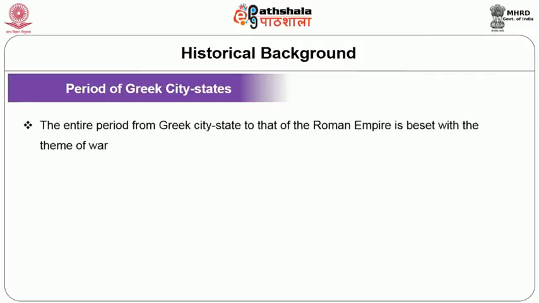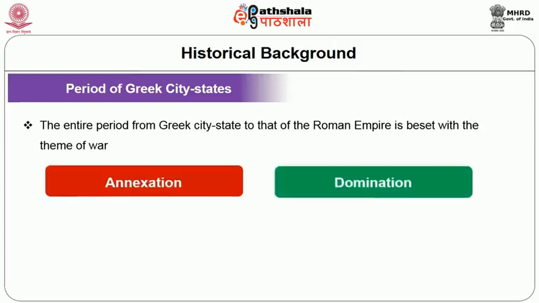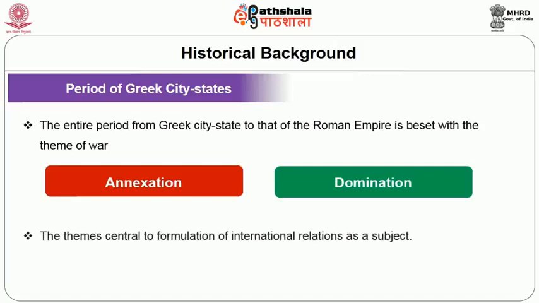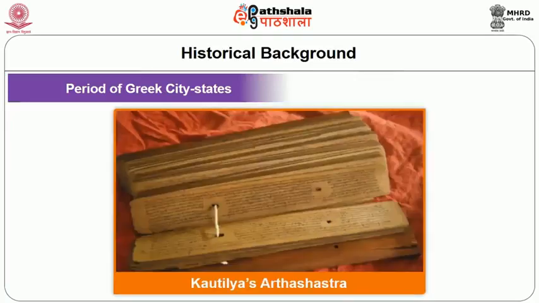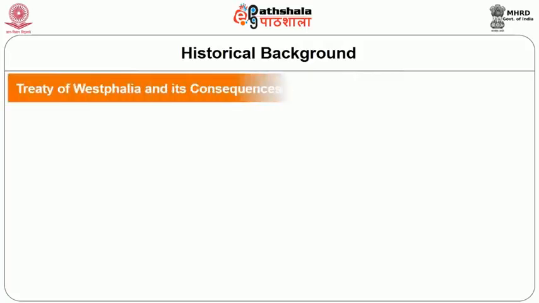Furthermore, the entire period from Greek city-states to that of the Roman Empire is beset with the theme of war, annexation, and domination, the theme central to the formulation of international relations as a subject. This is also the period when discourses on interstate relations were discussed in ancient India. Kautilya's Arthashastra was the treatise on the conduct of interstate relations.